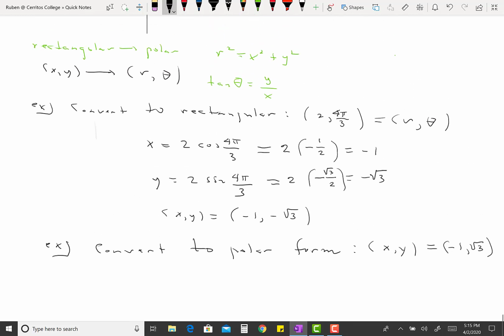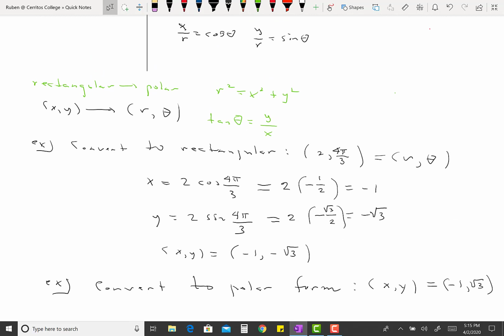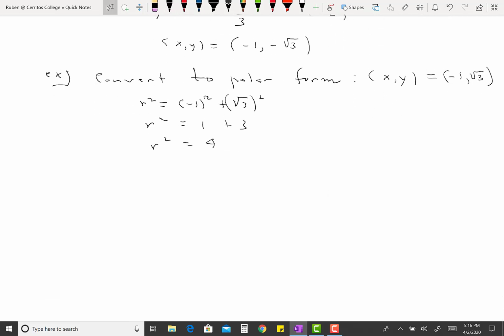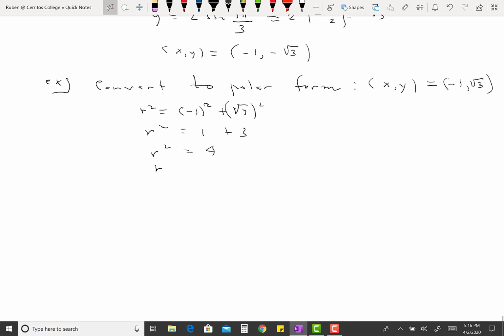So remember that the green relationships give us a conversion from rectangular into polar. So r squared equals x squared plus y squared, and tangent theta equals y over x. So r squared equals 1 plus 3, so r squared equals 4. And since we're not specifically asked to find a negative value for r, just choose the positive square root. So r is 2. Finding theta is a little more complicated.